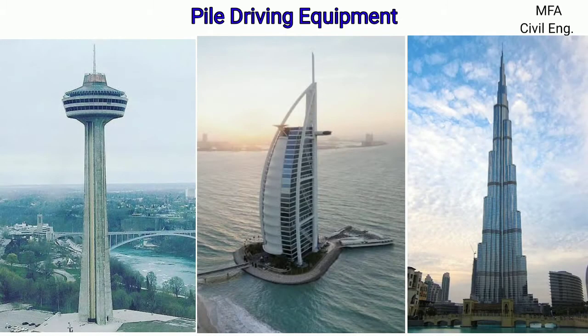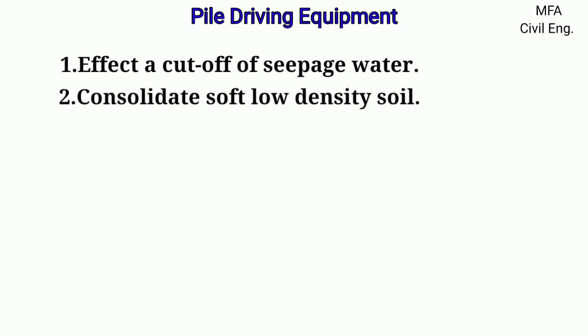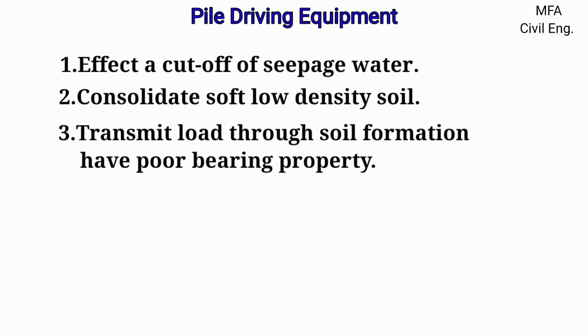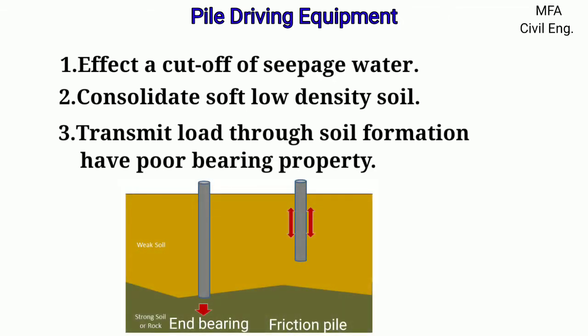Pile driving is used in a number of projects for one or more purposes, like to affect the cut-off of seepage water, to consolidate soft low density soil, and to transmit a load through a soil formation having poor load-bearing properties into a stratum which is capable of supporting the load by bearing or friction or both.